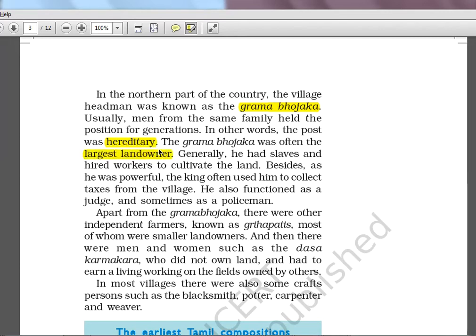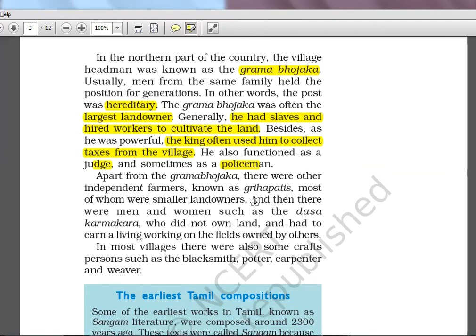This is in North India. There we saw it is Vellalar or something, and here it is Grama Bojaka, the largest landowner. He had slaves and hired workers to cultivate the land, and he was very powerful. The king would use him for collecting taxes from the villages. He also functioned as a judge and sometimes as a policeman. So he was a very powerful person, the village headman, Grama Bojaka in North India.